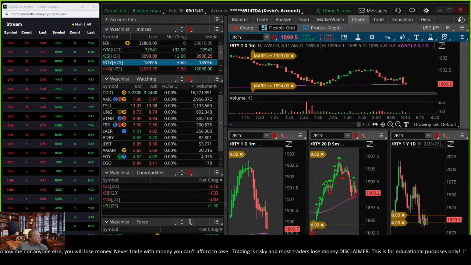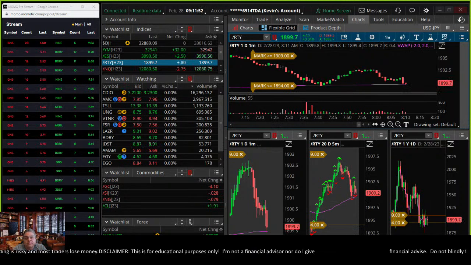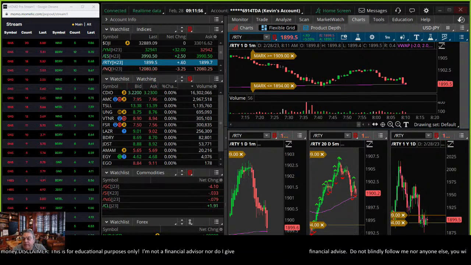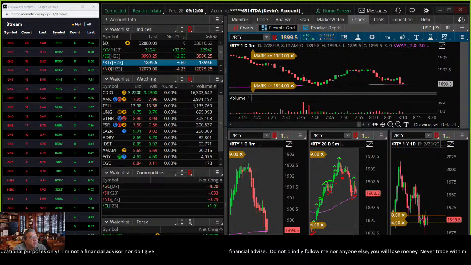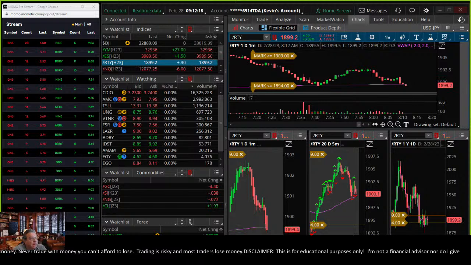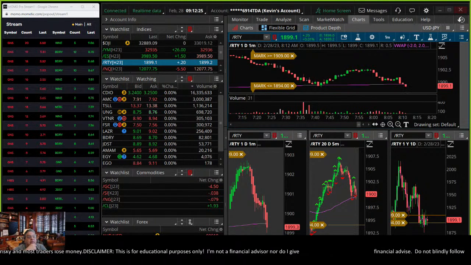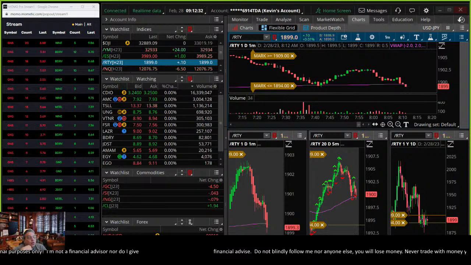Let's look at our mini Russell. Nothing yet on mini Russell. Continue to watch mini Russell. Target 1909, 1894. You see, most of your indices are up except for the mini NASDAQ. I need this mini NASDAQ to come up to around 2120 in order for me to be a buyer.